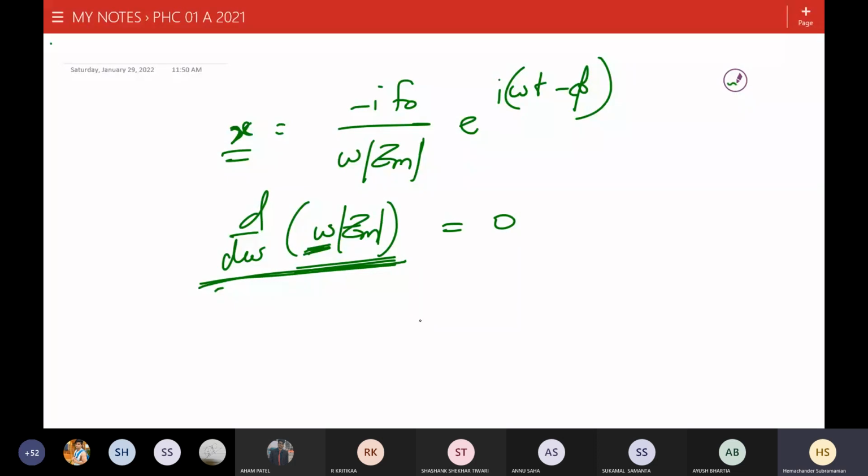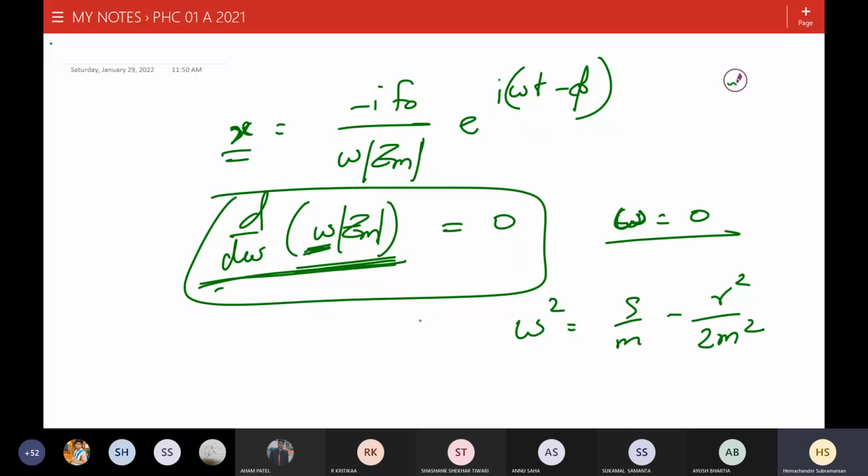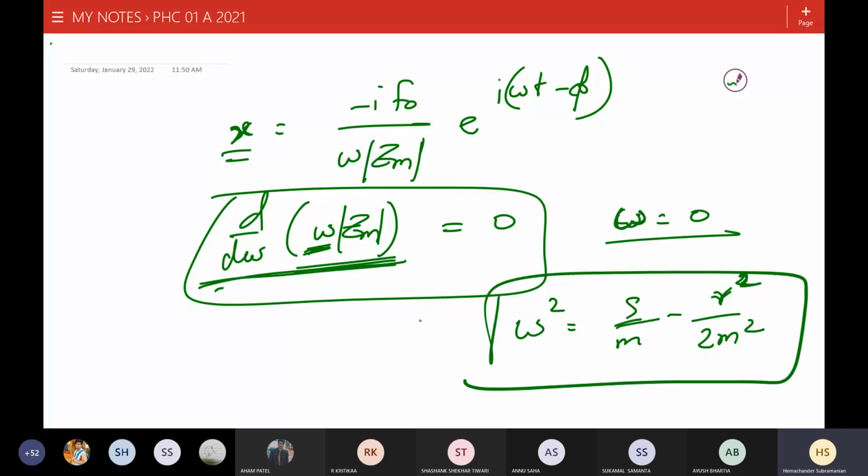What if omega is zero? Is this equation automatically satisfied? Yes, so one solution is omega equals zero. The other solution, I'm just going to write it down. I'm not going to derive this; you can do that. That's 2m squared. S over m. So this is the other solution: omega squared equals S over m minus r squared over 2m squared. That is your solution.